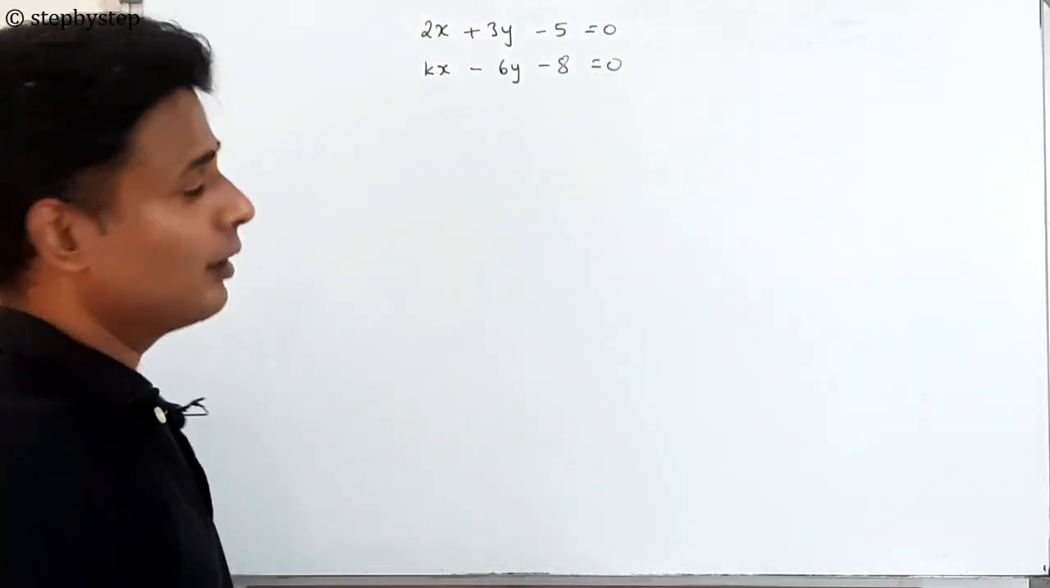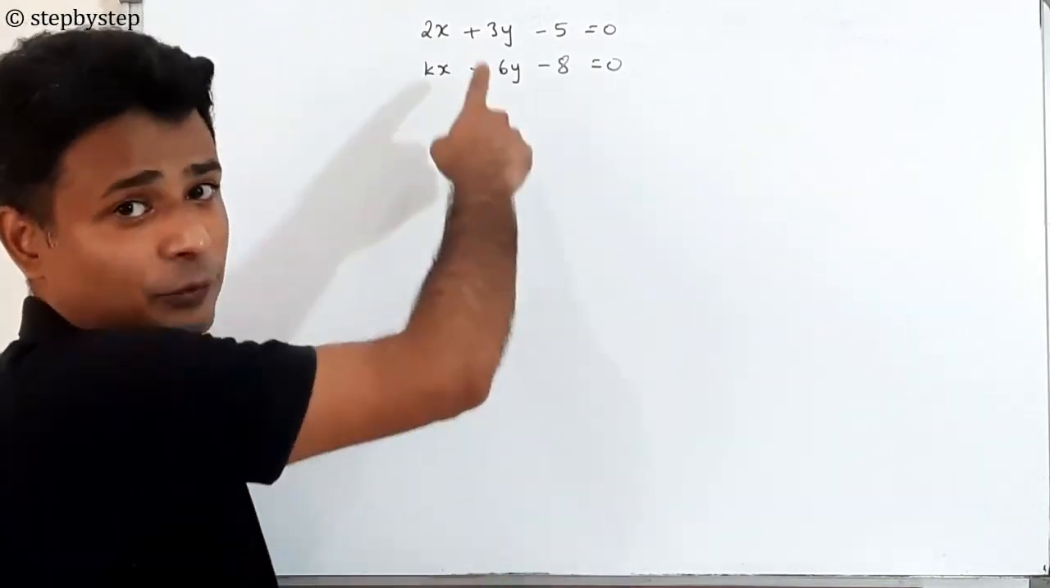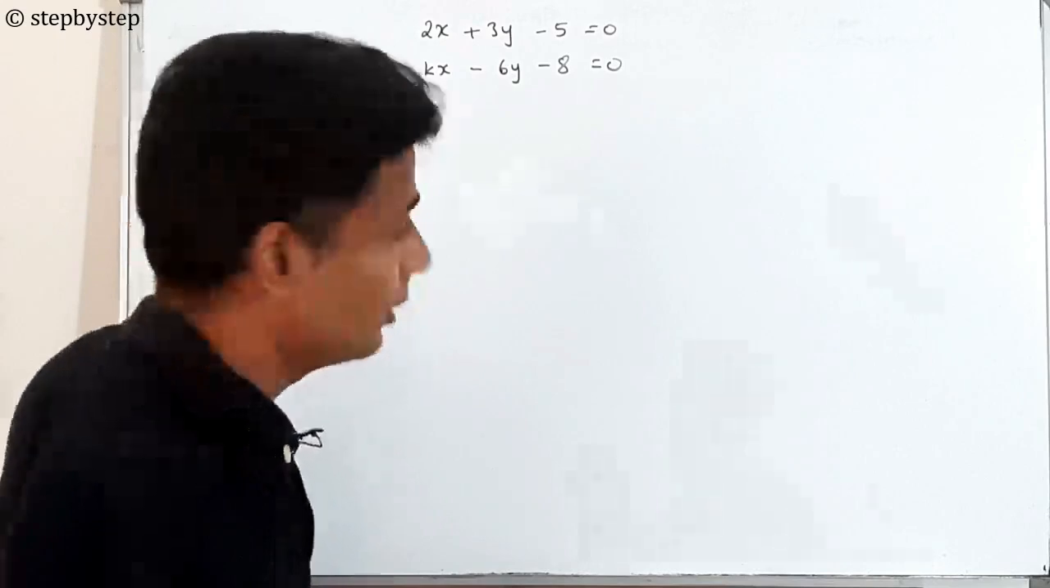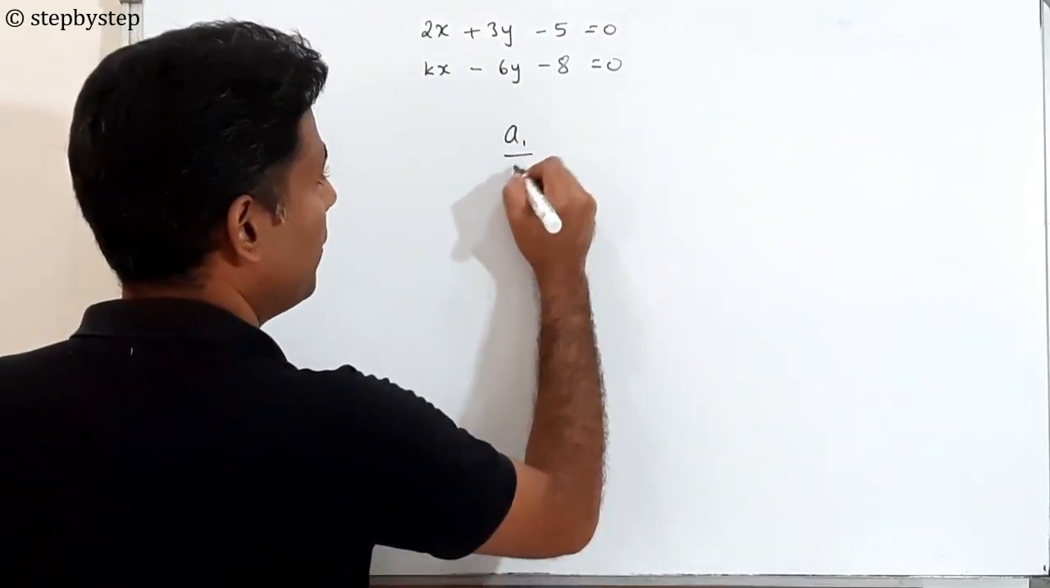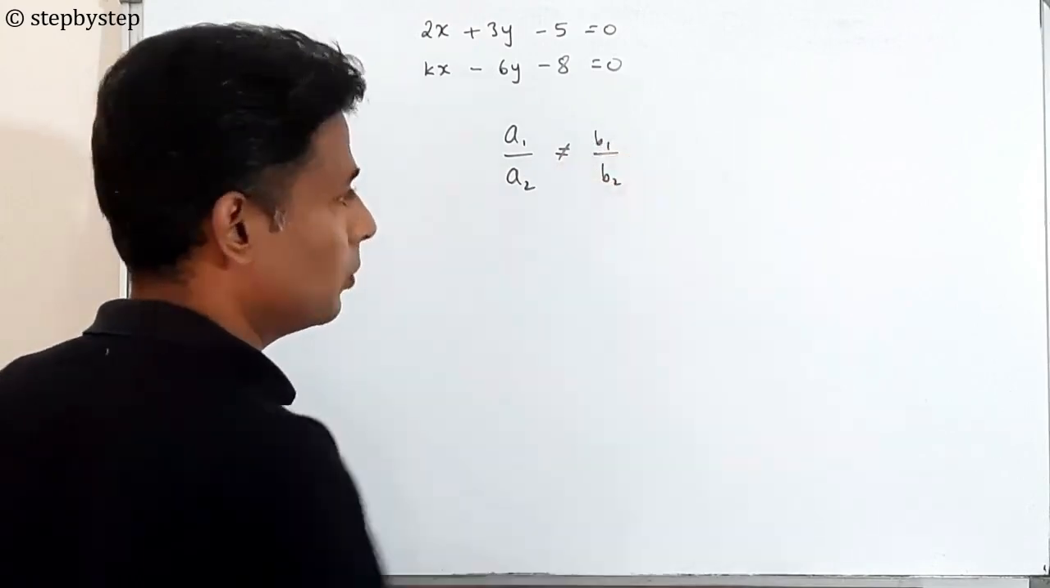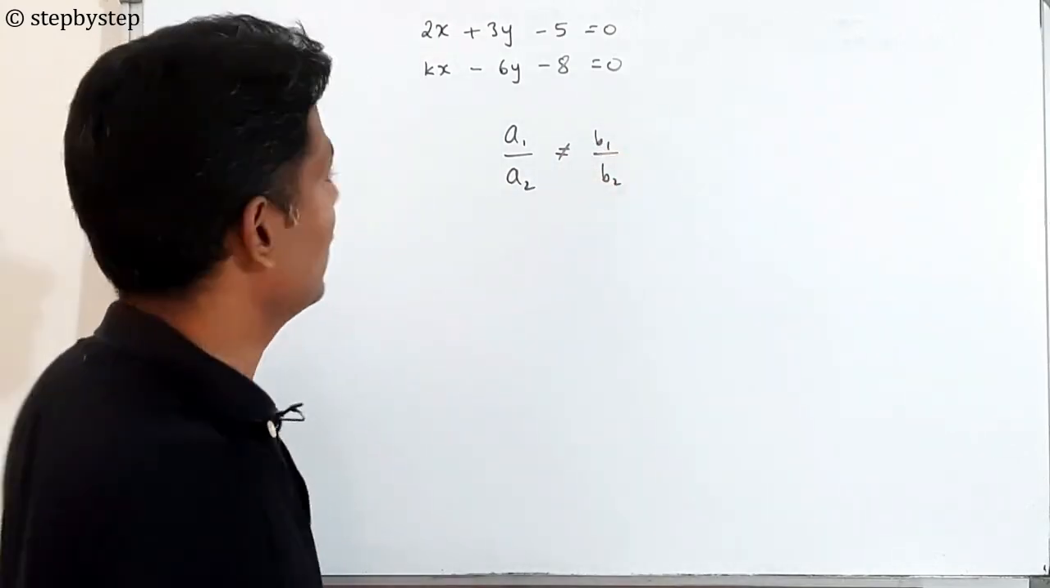This was your first question. Find the value of k for which this system of equations has a unique solution. So what is the condition? A1 by A2 not equal to B1 by B2. This is the condition for unique solution.